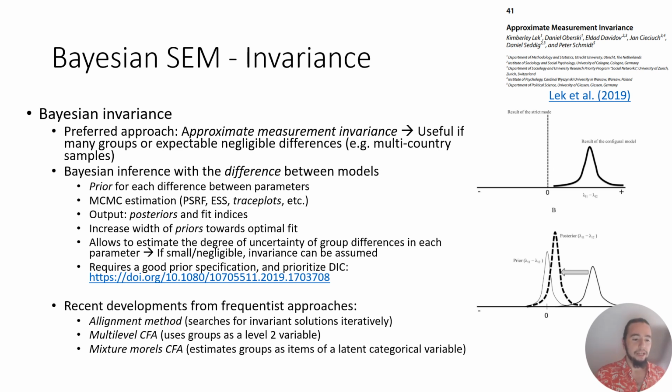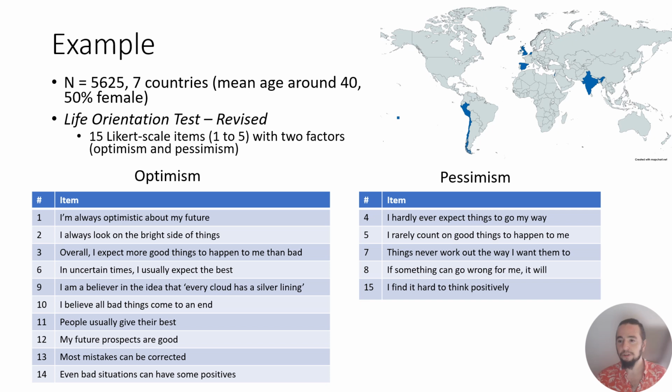Okay, this idea is actually not unique to a Bayesian perspective. There is a frequentist development towards this that is called the alignment method. And also you can do multilevel CFA using the group as a level 2 variable, and also mixture models of CFA. Here's an example to see how we can do an approximate measurement invariance.